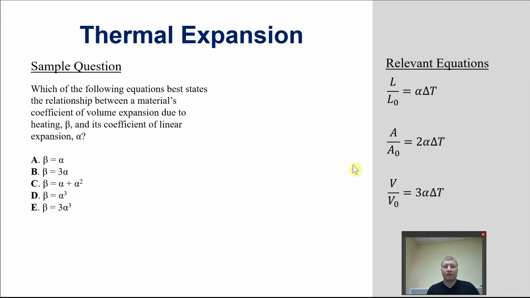Okay, given this, we should be able to answer this fairly easy question. It says, which of the following equations best states the relationship between the material's coefficient of volume expansion due to heating and the coefficient of linear expansion? And well, that's what we just said. So the coefficient of volume expansion should be just 3 times greater than the linear expansion, which is option B.